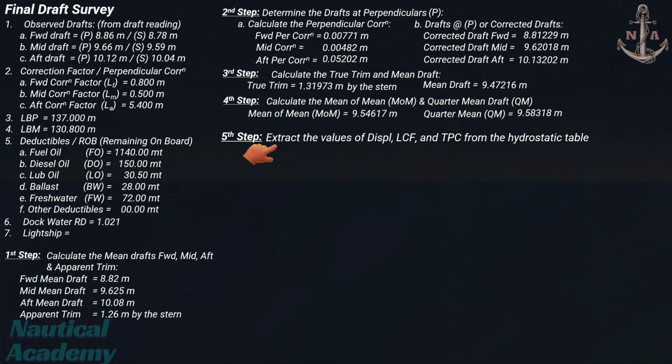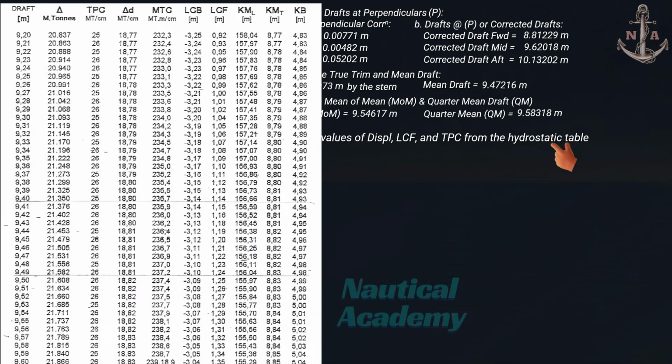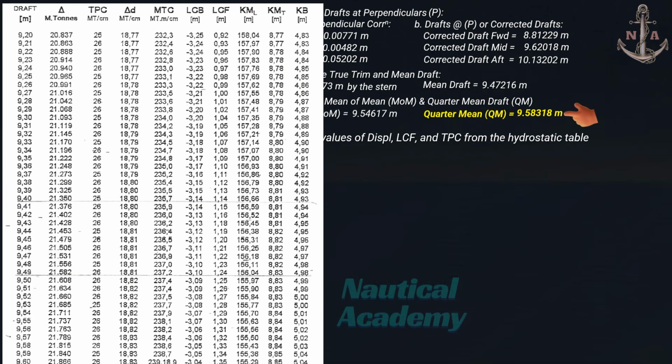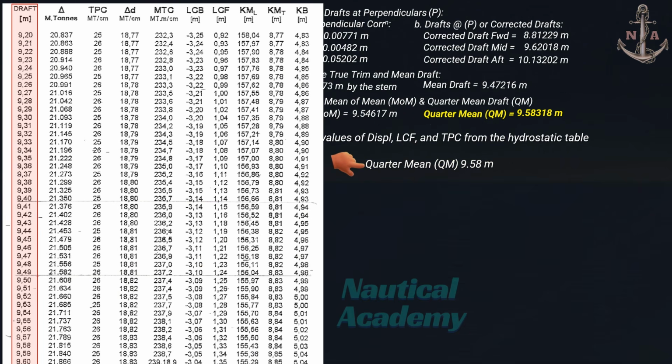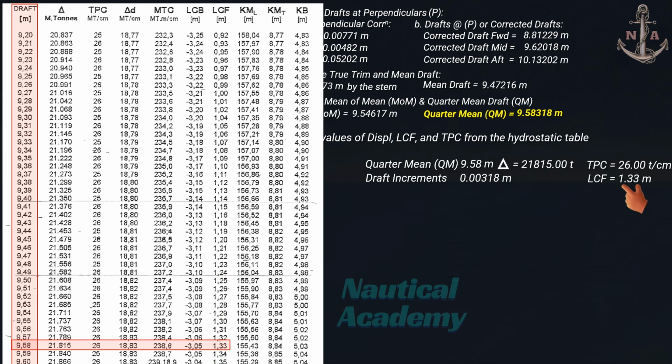Next, let's extract the values of ship's displacement, LCF and TPC, from the hydrostatic table using the quarter mean draft. The first column of this hydrostatic table lists the draft in 2 decimal places, so the quarter mean draft to be used is 9.58 meters. The small draft increment, which is 0.00318 meter, will be applied later. At a draft of 9.58 meters, the ship's displacement is 21,815 metric tons. The TPC is 26 tons per centimeter, and the LCF is positive 1.33 meters.